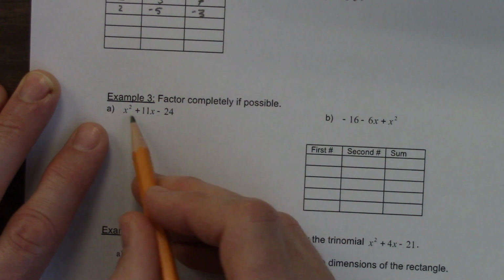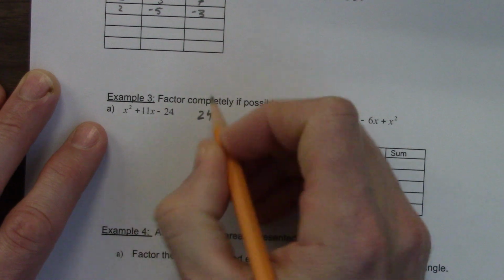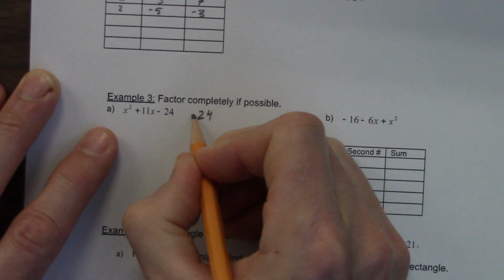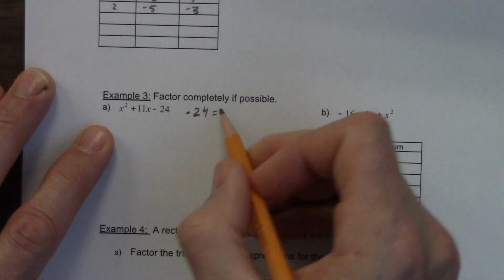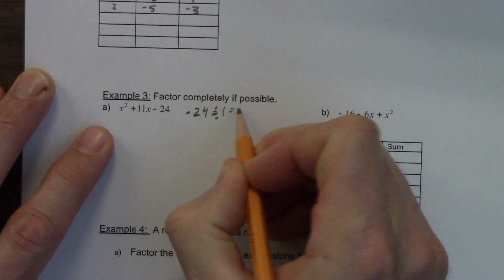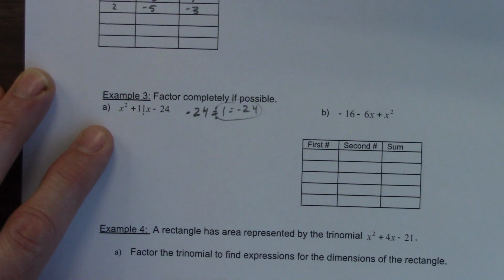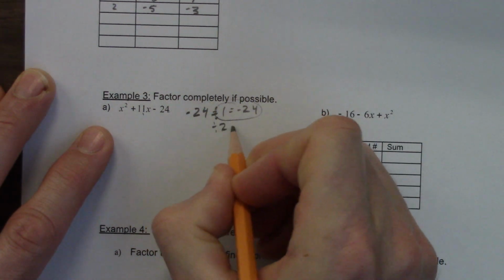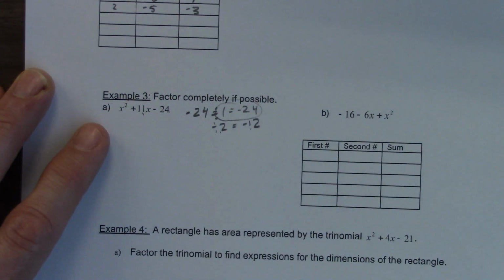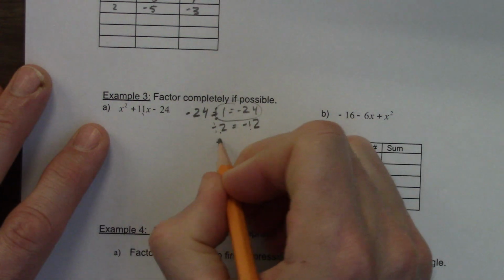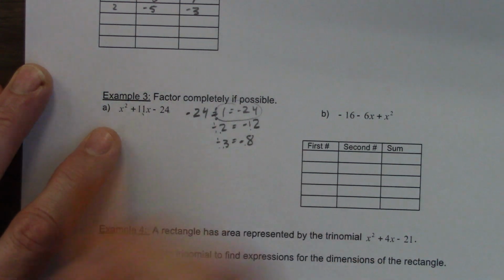So factor completely. So here, if I wanted to do it this way, I want to find out what multiplies to negative 24, but adds to give me 11. So if I start off with 1 divided by 1, I get negative 24. Can I use these two numbers to make 11? No. So if I divide it by 2, I get negative 12. Can I use 2 and negative 12 to make 11? No. So I divide by 3. Can I use negative 8 and 3 to make 11?